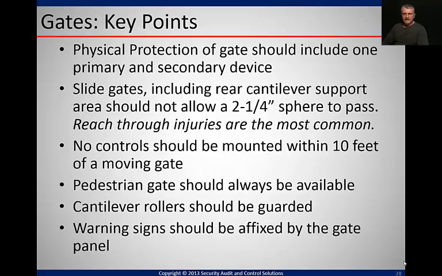Now, when we look at gates, there's some key points to understand. That physical protection of gate should include one primary and one secondary device. Slide gates, including rear cantilever support area, should not allow a 2¼ inch sphere to pass due to the fact that reach-through injuries are the most common. For example, people putting their arms through it. No control should be mounted within 10 feet of a moving gate, of course, on the inside of the perimeter. Also, pedestrian gates should always be available. Cantilever rollers should be guarded, and warning signs should be affixed by the gate panel. That's my due diligence.